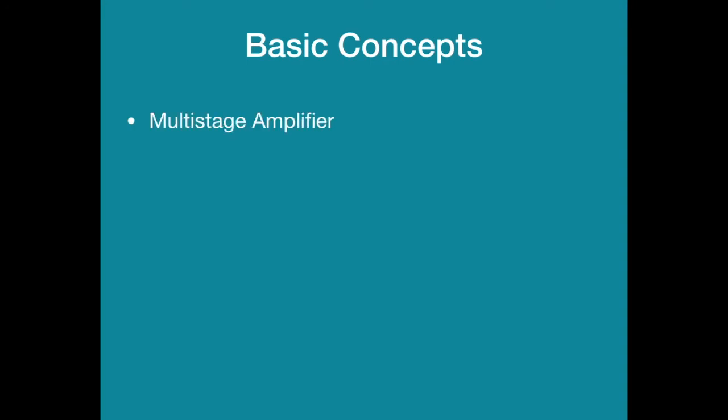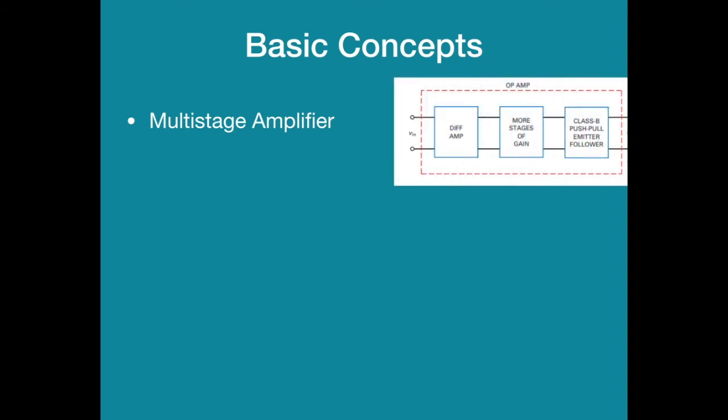Coming to the basic concepts, as I told you in the last slide, it's a multi-stage amplifier. You can see here, the first stage is a differential amplifier. Then we have more stages of gain, and in the last stage we have class B push-pull emitter follower. So it has multi-stages of amplification. So we call it a multi-stage amplifier.